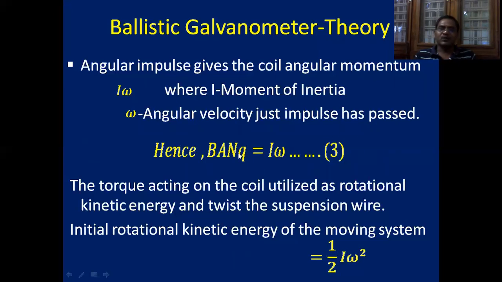So therefore, we are equating these two, BANQ equal to I omega. This is equation 3. The torque acting on the coil is utilized as rotational kinetic energy in twisting the suspension wire. Initially, the rotational kinetic energy of the moving system, since it has the angular velocity omega, equals half I omega square. This rotational kinetic energy is utilized to twist the suspension wire, then it comes to rest.